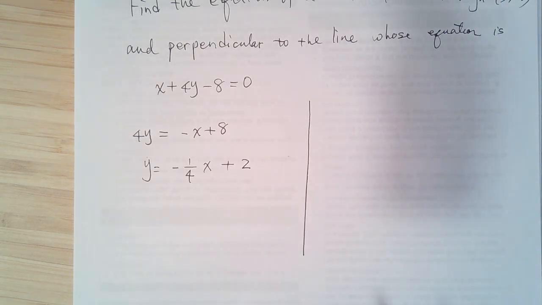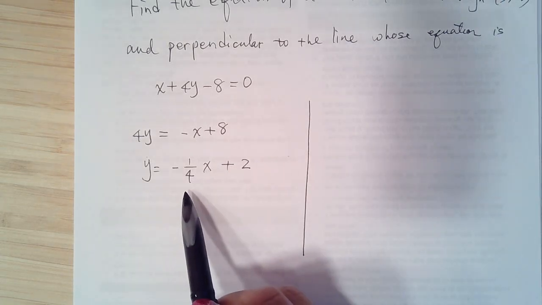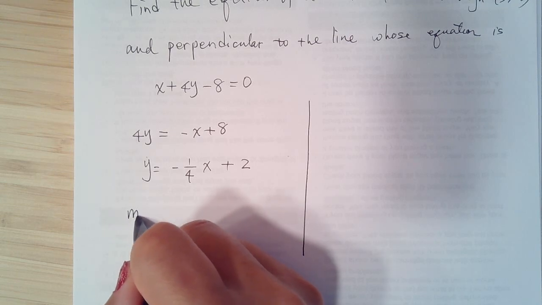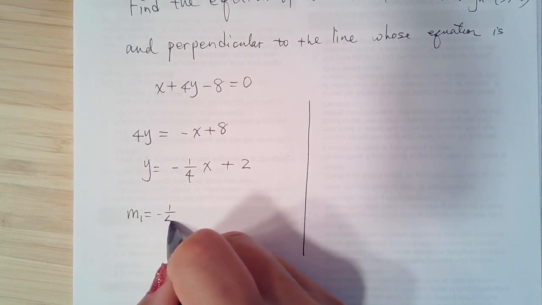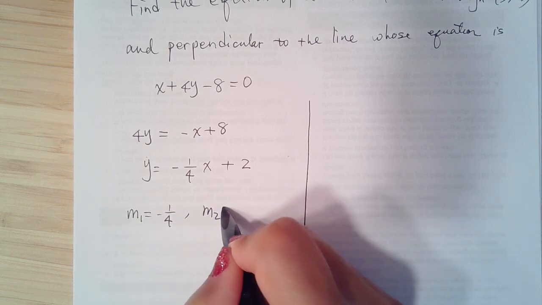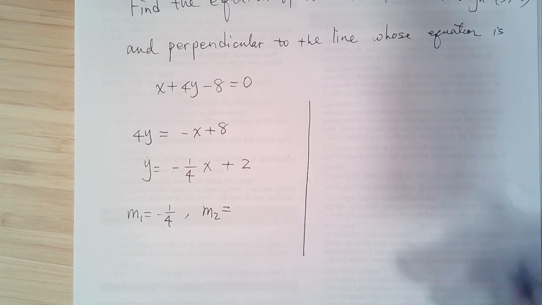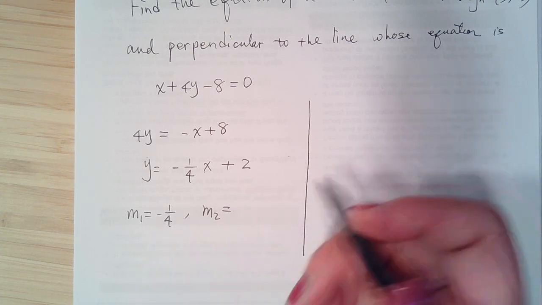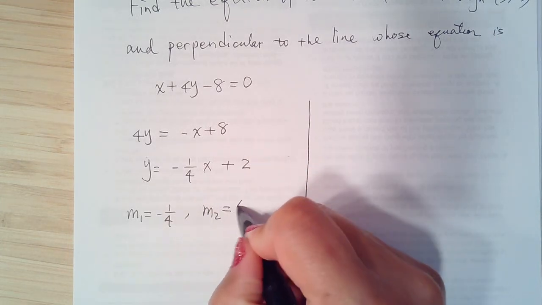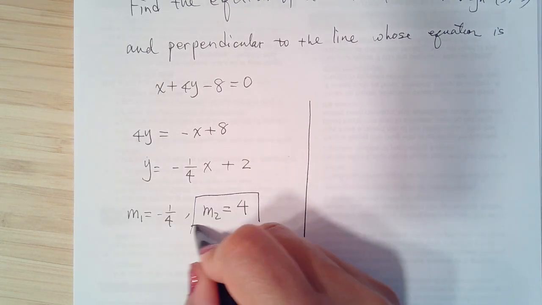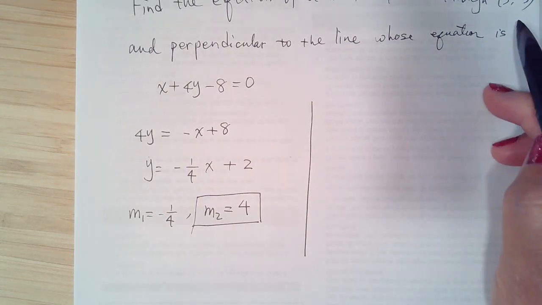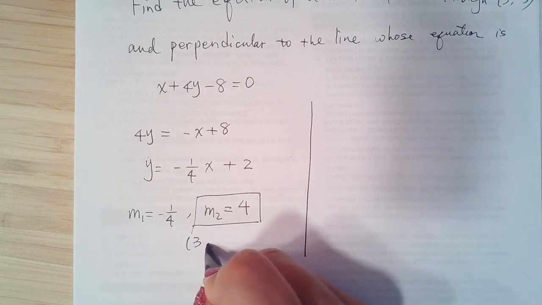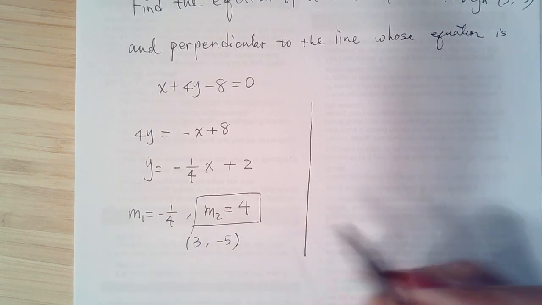So now you know the slope of the old line. Therefore m1 is -1/4. So what about m2? Remember, negative reciprocal. So negative becomes a positive, and the reciprocal of this becomes a 4. Hey, I get the slope. And I know 3, -5 as the point.